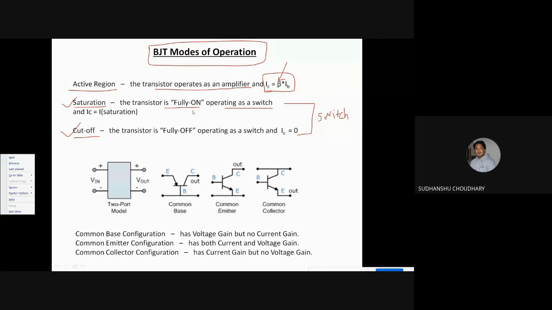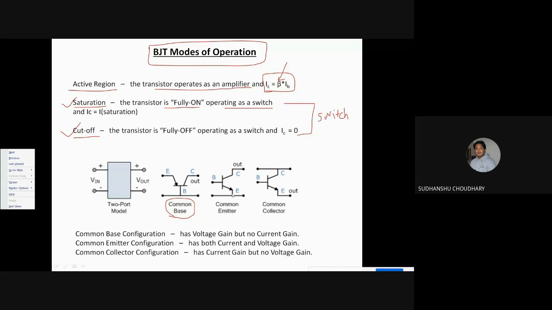This is for BJT, right? So MOSFET it is different. Then similar to MOSFETs, we can have various circuit configurations. That is, one can have a circuit configuration where the base is common to both emitter and collector, which is called common base configuration.